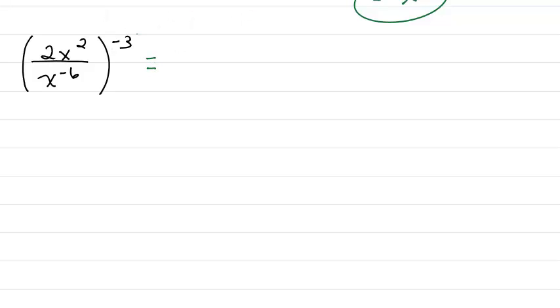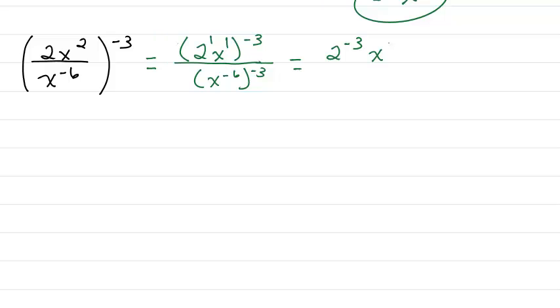the way you want to think of it is because the whole fraction is in parentheses, that really each piece is being taken to the negative third power. And so let me put the little ones in where necessary, and now we'll distribute, because the first thing when you have a fraction is to simplify the numerator and denominator. So that's 2 to the negative third, x to the negative third, all over x to the negative 6 times negative 3 is 18.